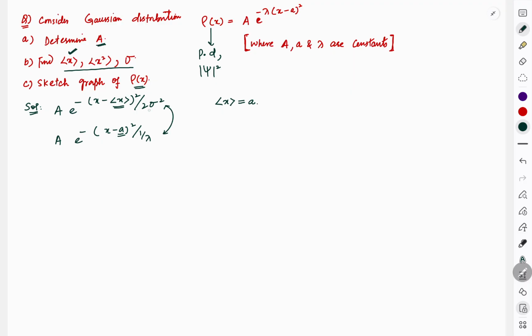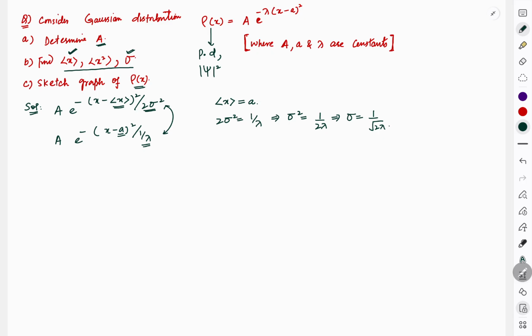Now we can also see that 2 sigma square is 1 by lambda. So 2 sigma square is equal to 1 by lambda, which implies sigma square is equal to 1 over 2 lambda, which implies sigma equals 1 over root of 2 lambda. So this is the standard deviation here.